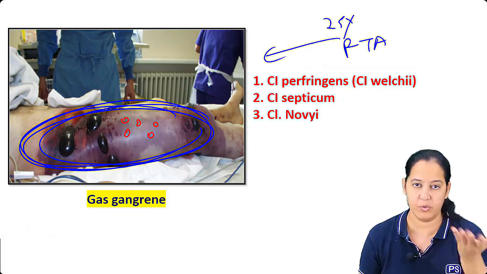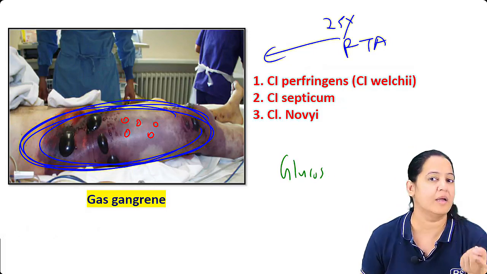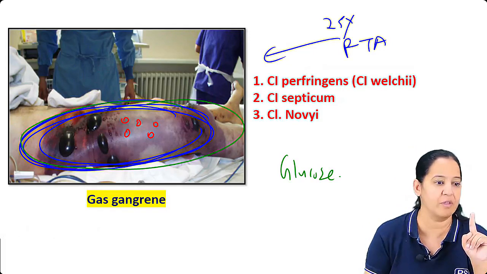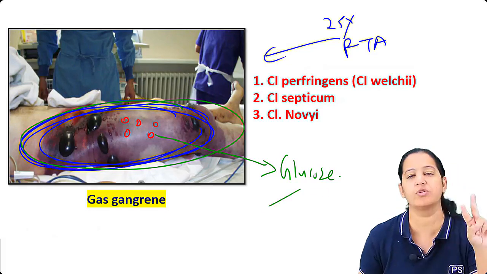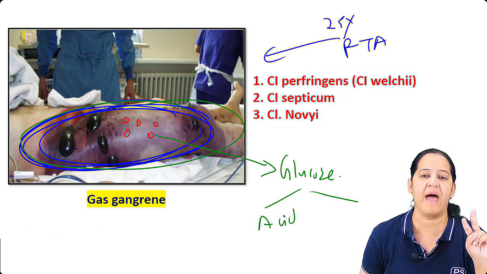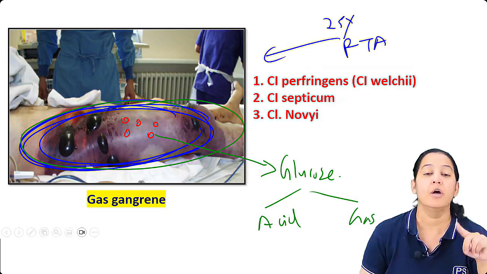मेरे पास भी है glucose. Every human has glucose in our blood. So this person also has glucose. So Clostridium perfringens will ferment the glucose into two things. So two things will be formed, acid and gas. Got my point? What does the acid do?